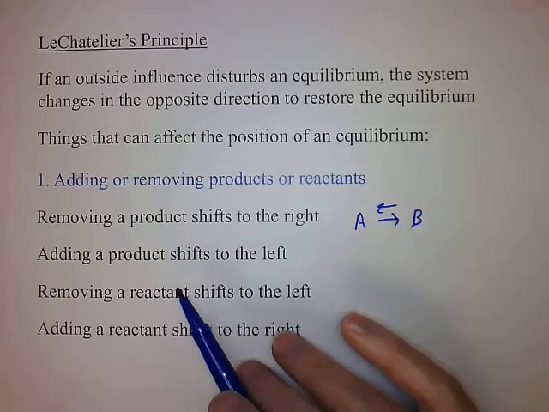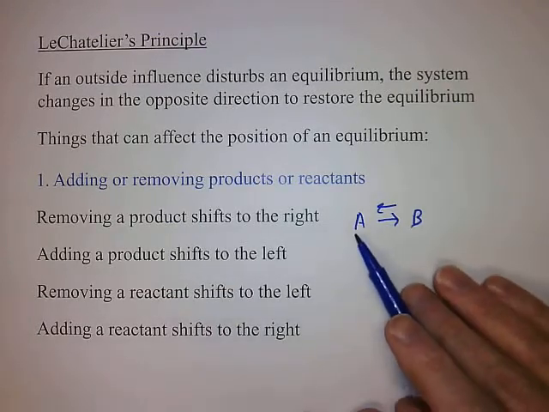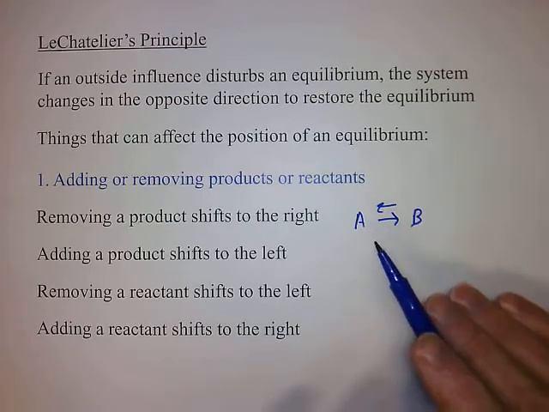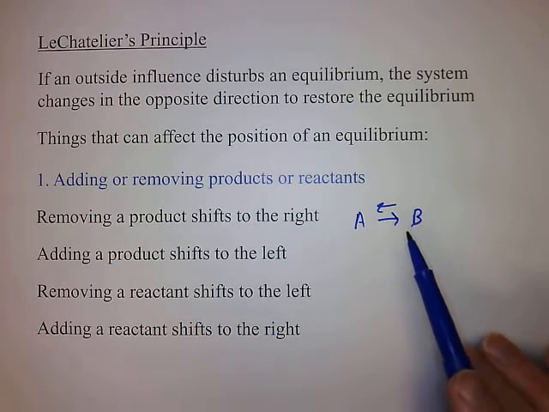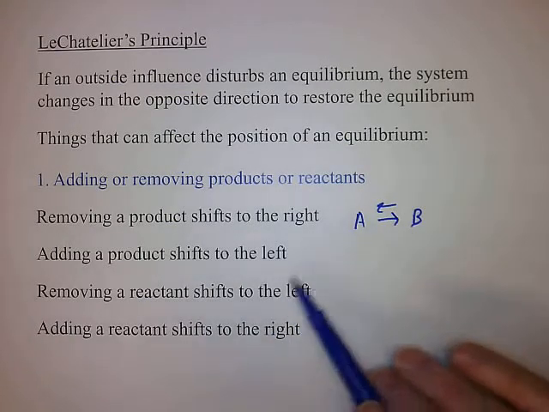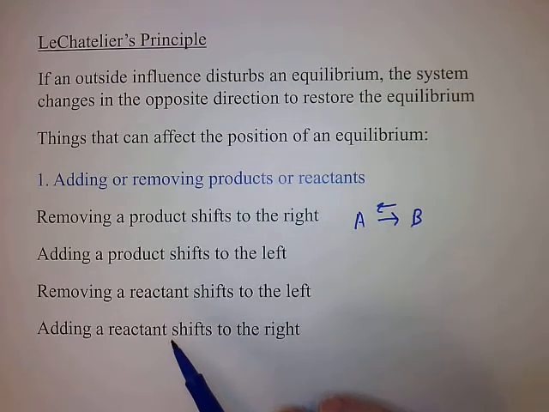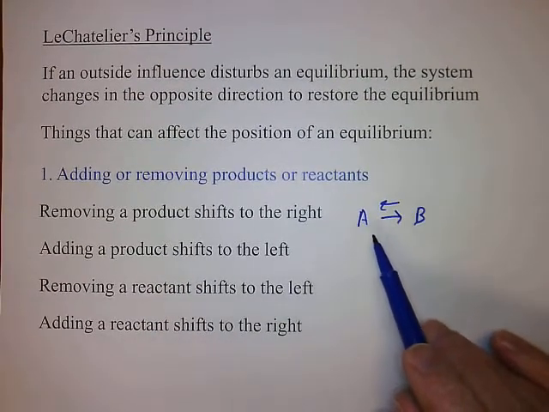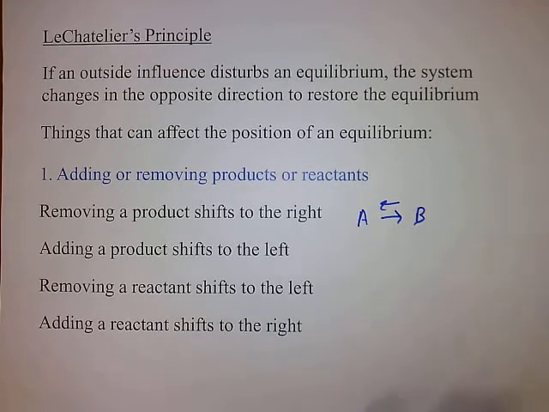If we remove a reactant, it will shift to the left. So if for some reason we were to take out some of the reactant A, again, it is no longer at equilibrium. It's going to seek to reestablish the equilibrium, so it's going to shift to the left. So removing a reactant will cause it to shift to the left. And then last, if we add a reactant, let's say we added A, then now A is too big, so again that's going to shift it back to the right. In other words, A would get converted into B.